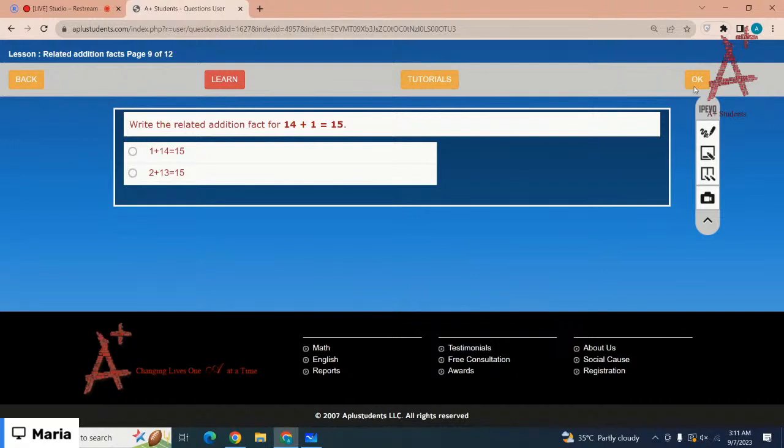Write the related addition fact for 14 plus 1 equals 15. Which is the correct option? Yes, the correct option is either you do 14 plus 1 or you do 1 plus 14. The answer is exactly 15. Option number 1 is the correct option.